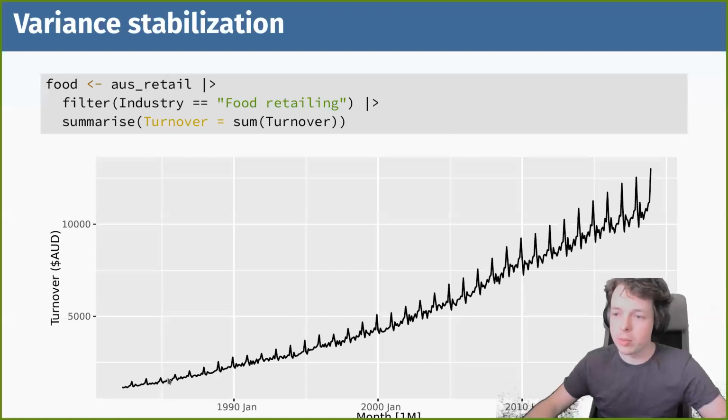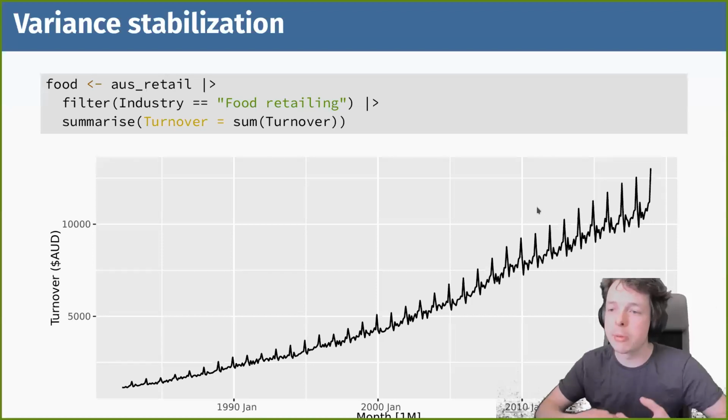The reason why it's multiplicative, if you may have forgotten from yesterday, is that when the value of the series, when turnover is low, so down here, the fluctuations, the variation, that means the little changes, are small. However, when turnover gets bigger, over here, you can see the seasonality and the fluctuations are much larger. Now this means that we have a multiplicative time series, multiplicative seasonality.